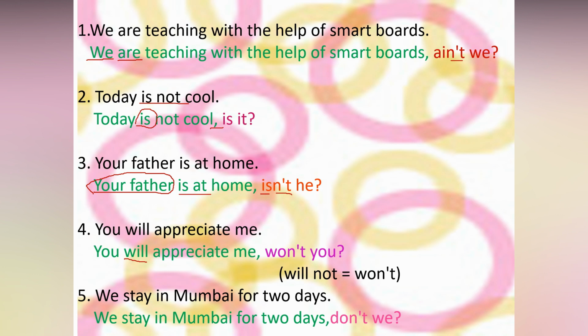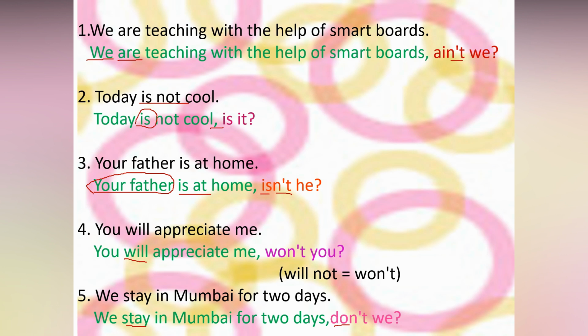We stay in Mumbai for 2 days. We stay. Stay means what is the helping verb here? In stay only, do will be. Do. Stays, does. Stayed, did. I will tell what: we stay, do, and what is the negative form? Not. And what is the subjective pronoun? We. Okay.